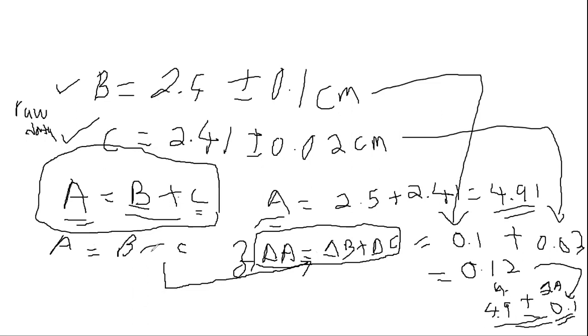For plus and minus, the uncertainty of A is uncertainty of B plus uncertainty of C. Same. Uncertainty always will be added. No such thing as uncertainty reduces. The more data you include in a measurement, the bigger the uncertainty becomes. So the uncertainty formula is always plus. Okay, so this is for plus and minus. Go back to the screen now.